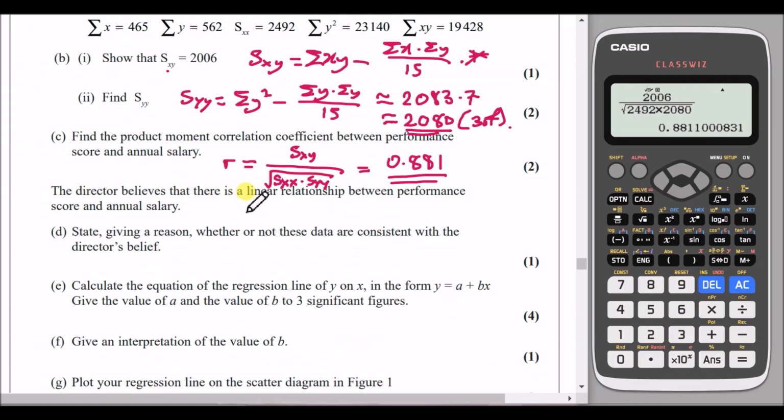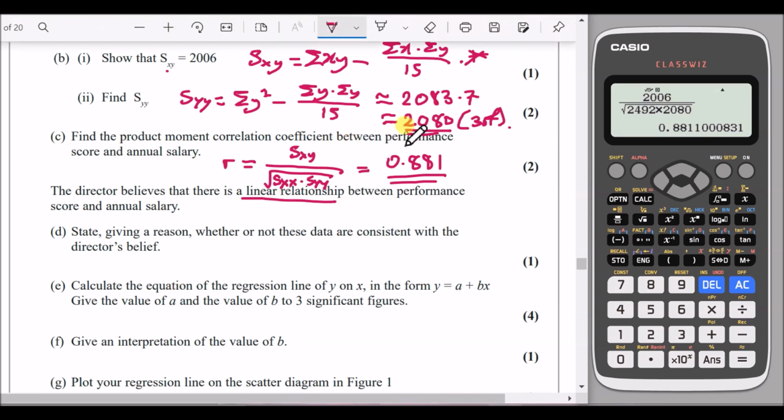The director believes that there is a linear relationship. This is true because linear means a straight line, and positive correlations are straight lines, or lines of best fit, between performance score and annual salary. State, giving a reason, whether or not these data are consistent with the director's belief. They are consistent, so we say yes, consistent, since R value is close to 1. Simple as that.